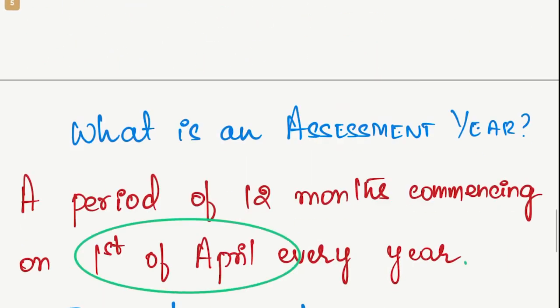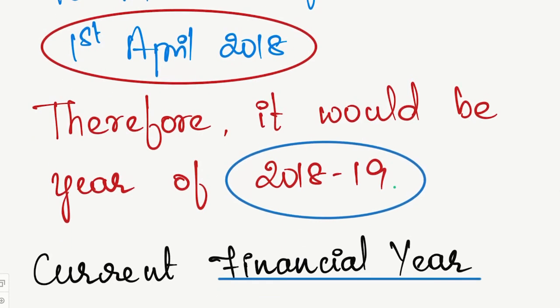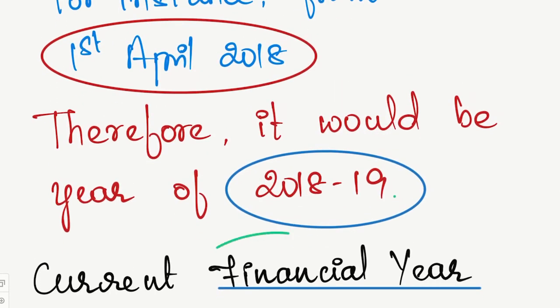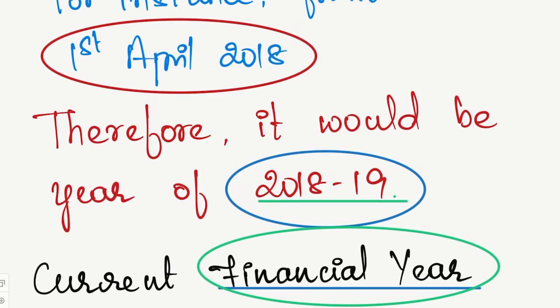In other words, a period of 12 months commencing on 1st of April every year is nothing but the current financial year itself. For example, if someone asks you what is the assessment year, you can always refer to the current financial year. In this case, the current financial year is 2018-19 and that itself is the assessment year. And we would be filing the return of income in that assessment year.